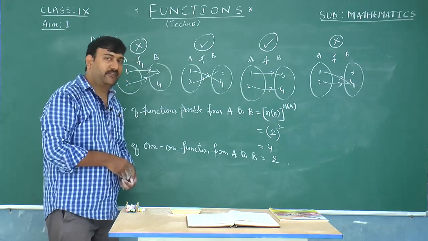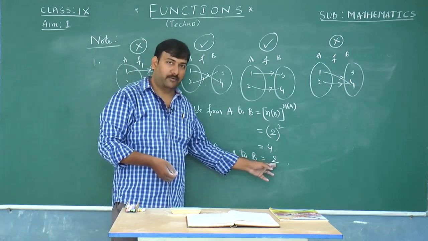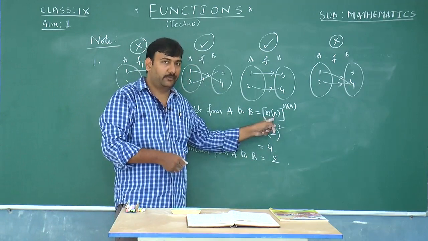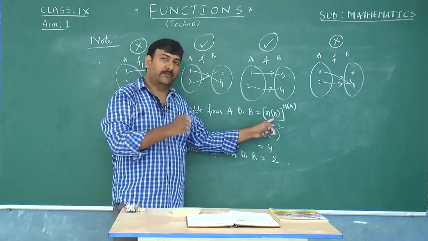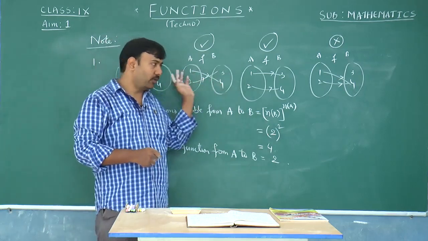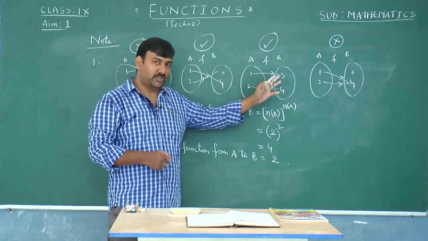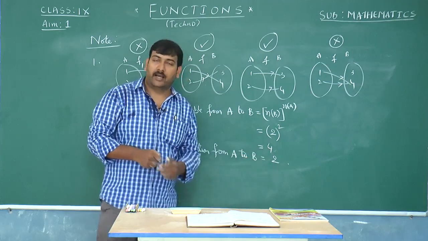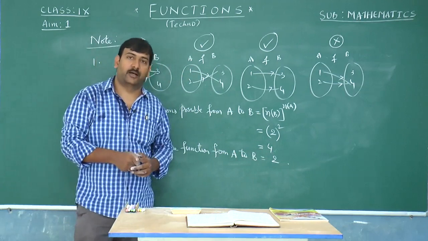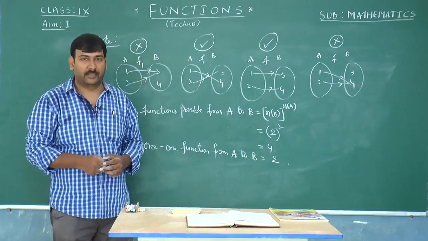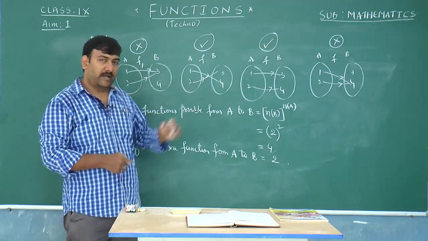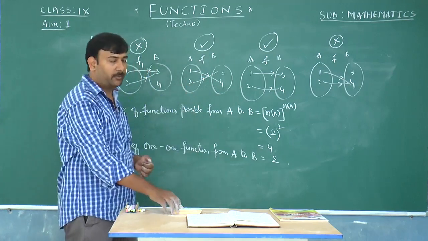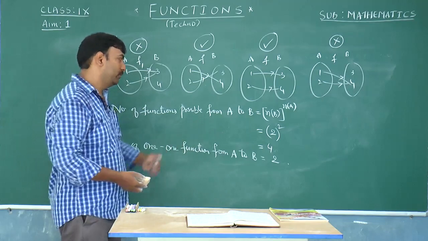Now, do we have any formula to know the number of one-to-one functions? We have a formula to find the number of functions from A to B: it is n(B) to the power of n(A). In a similar way, out of those 4 functions, we have drawn them and checked them manually. Instead of drawing them each time, do we have any formula which gives us the total number of one-to-one functions directly? The answer is yes. Out of 4 functions, we got 2 as one-to-one functions. Now we are going to see the formula to find the number of one-to-one functions from set A to set B.